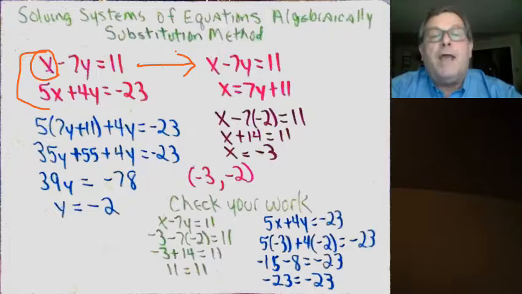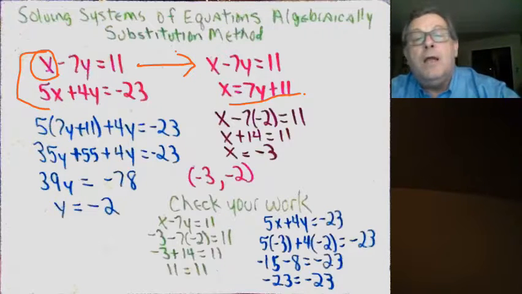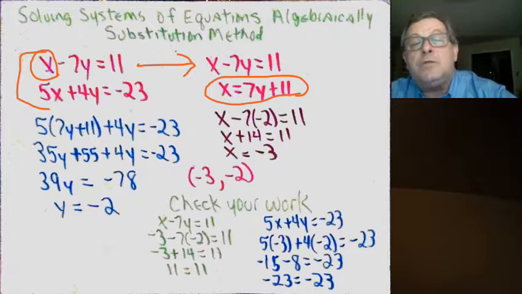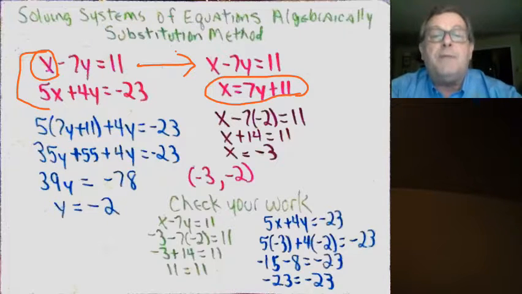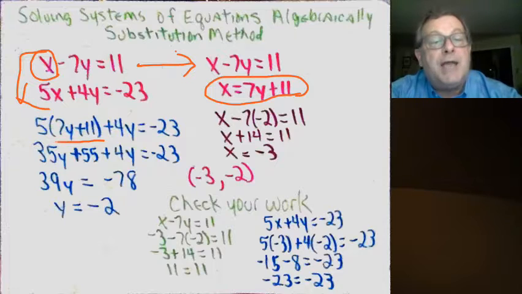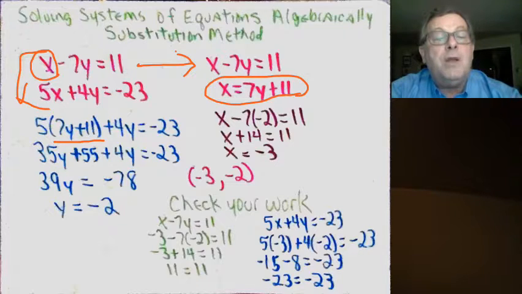So I start off with x minus 7y equals 11. I just move the 7y over, and I come up with x is equal to 7y plus 11. Now, I'm going to substitute in for x in this second equation the 7y plus 11. And you see I did that right here. So now I've got 5 times (7y plus 11), close parentheses, plus 4y equals minus 23.